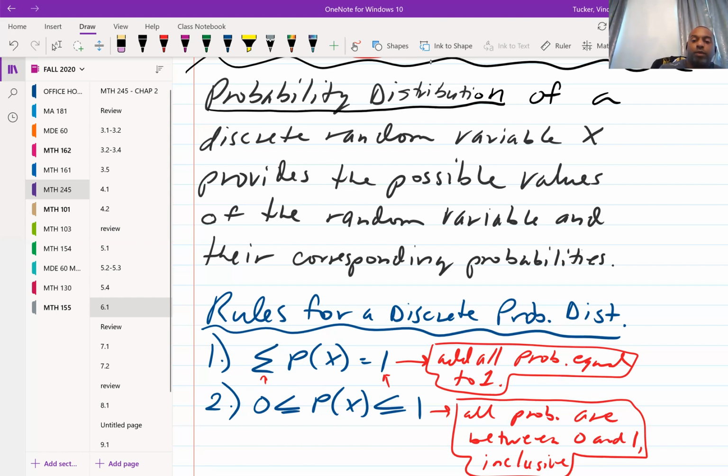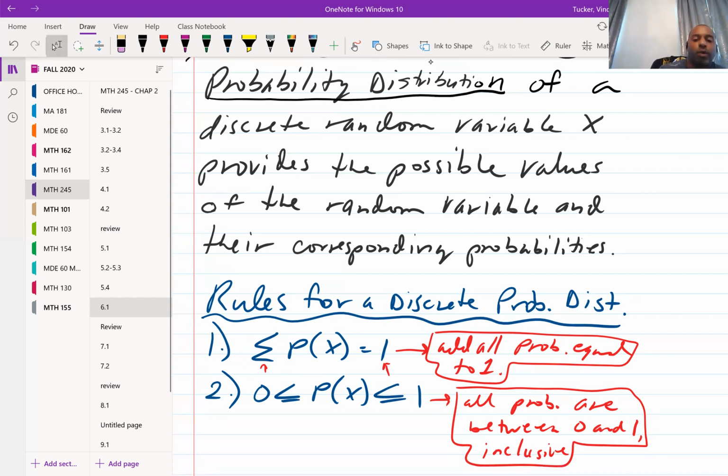And then each one of your probabilities has to be between 0 and 1 inclusive. Of course, it is possible for something to have a 0% chance of happening, and 1 would be 100%. But those two rules have to be in place for it to be a discrete probability distribution.